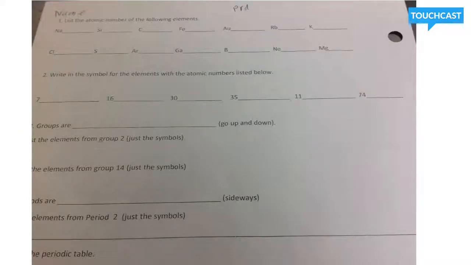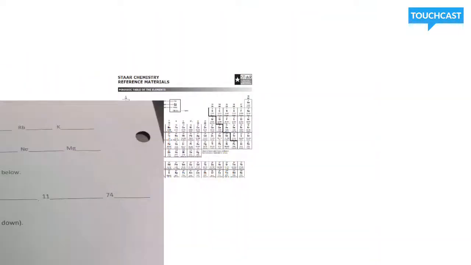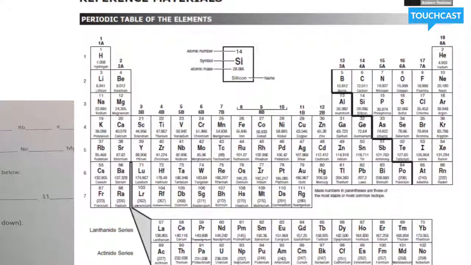Number 2 is asking for the symbol, and the symbol can be 1 or 2 letters. If it's 2 letters, the first one is capitalized, and the second one is lowercase. It's asking for the symbol for each of the atomic numbers listed below, so you'll go to your periodic table. The symbol for nitrogen is N, so you'd write a capital N.